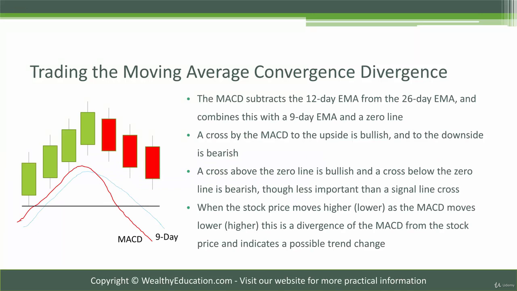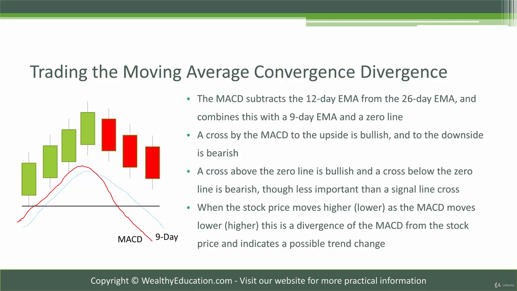The MACD is formed by subtracting the 26-day exponential moving average from the 12-day exponential moving average, and then combining that with a 9-day EMA and a zero line. So the MACD is our fast line and will cross above and below the 9-day EMA, and that will give us our signal to either buy or sell.